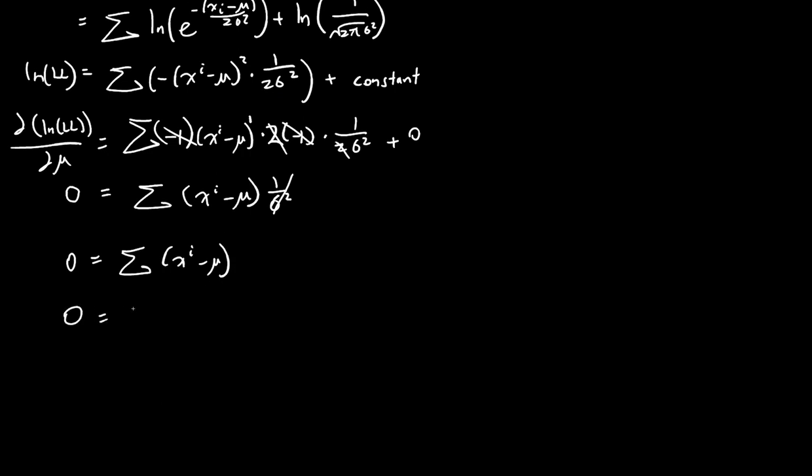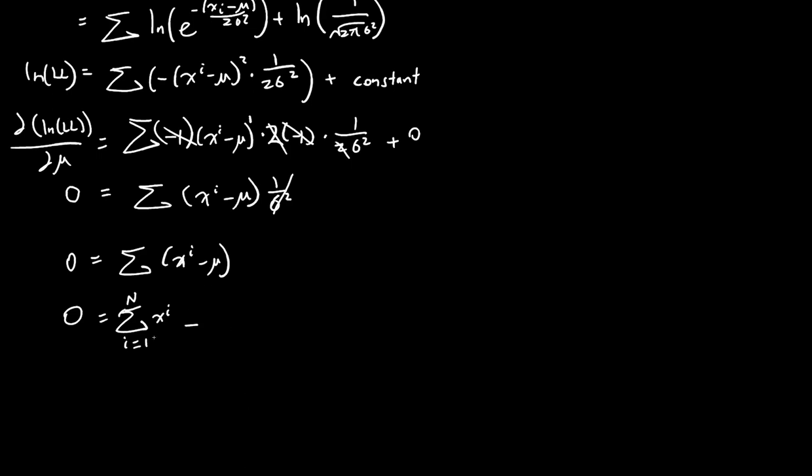Well, 0 equals the sum of xi's, and I can't simplify that, right? All the different xi's are different, so I have to leave this as a summation for i going from 1 to n. All of these were i from 1 to n, we're just getting a little lazy. But the sum of mu, which is a constant, right? Mu is the true population mean, and it exists out there somewhere. We'll never know what it is because we can't measure everybody, but it is a constant that's out there.